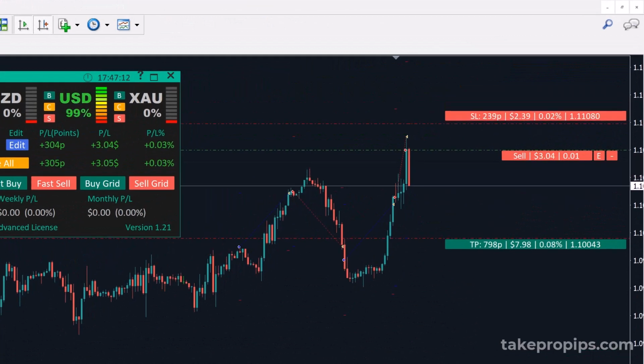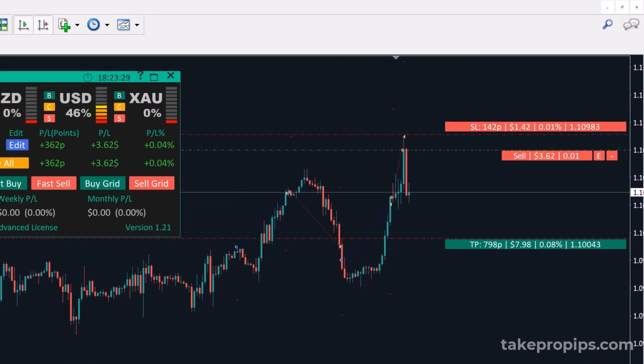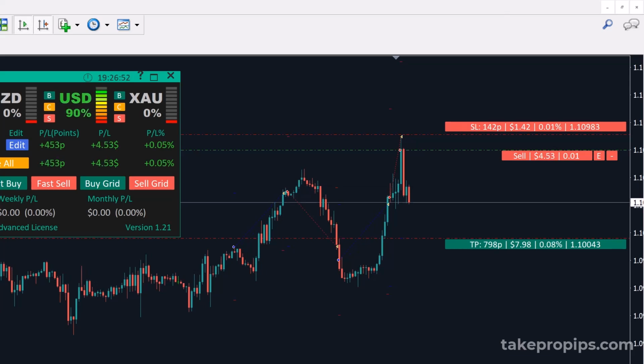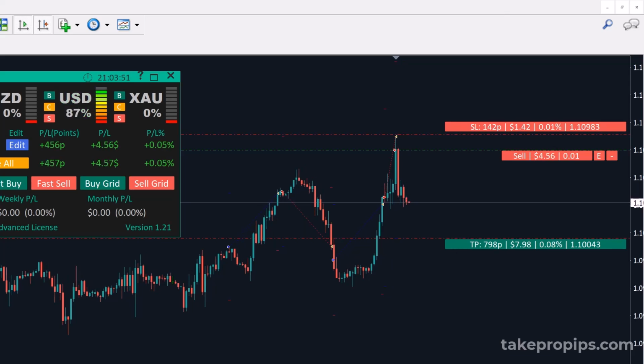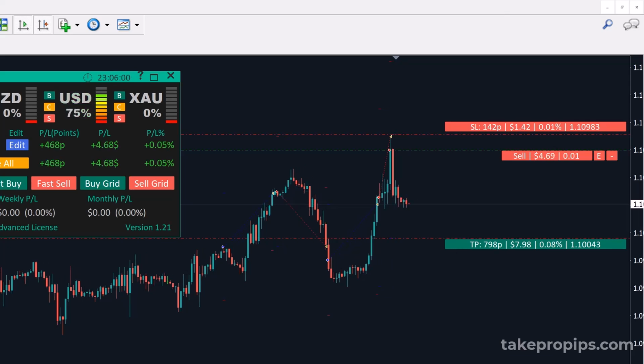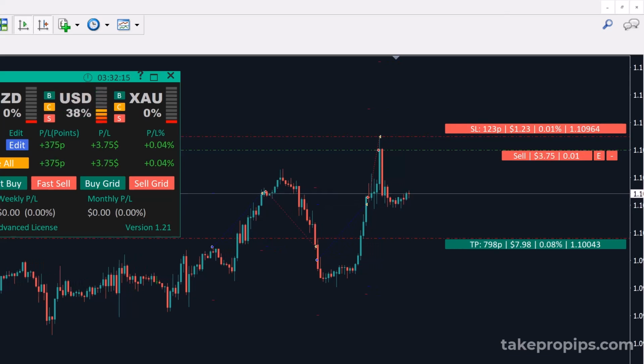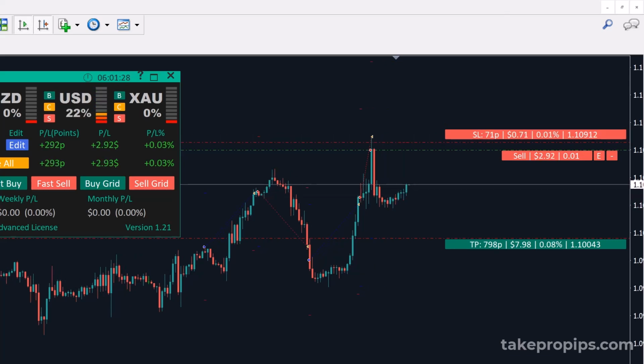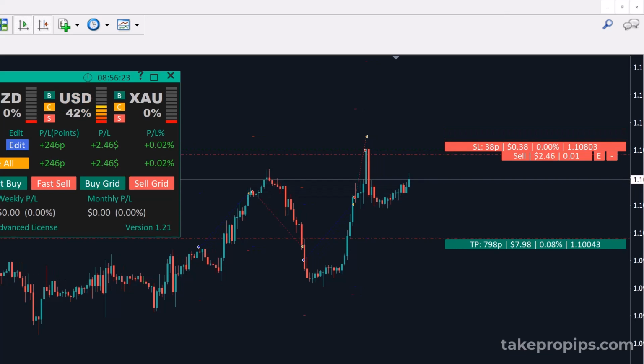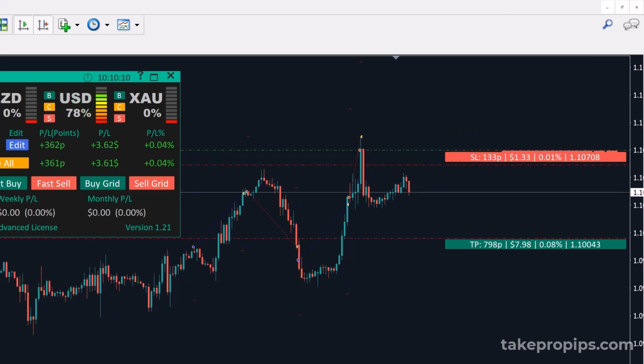Now, the stop loss automatically moves within our set multiplier, which is 3 times the ATR. It will continue to trail our stop loss based on ATR. This is useful for those traders that want to automatically adjust their stop loss based on current market volatility.